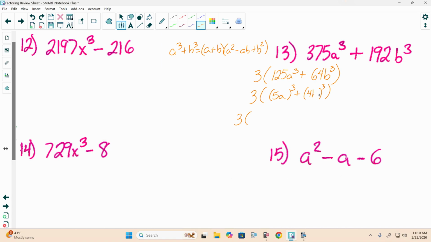64, we figured out, was 4. So 4b times itself 3 times, 4b cubed, is 64b cubed. Questions on how we got to this here?